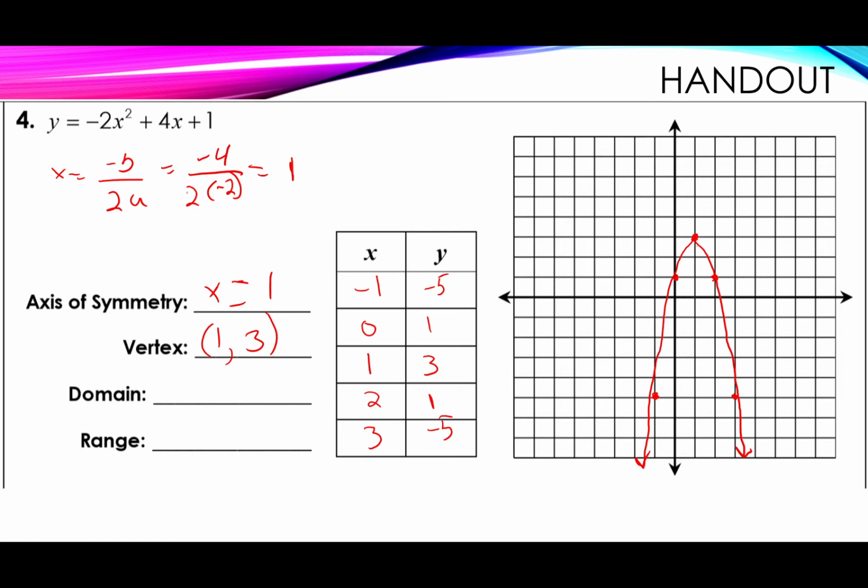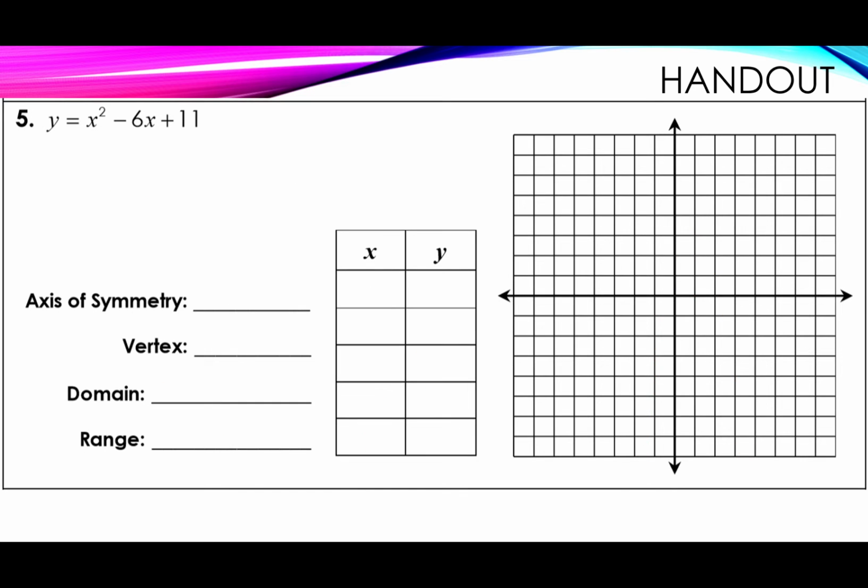All right, so my domain here is from -infinity to +infinity. Again, that really never changes, okay? This time, do I have a min or max? Well, hopefully you can see this opens down, so my vertex is my maximum. So everything is going to be equal to or less than 3, because that's my highest point on this graph.